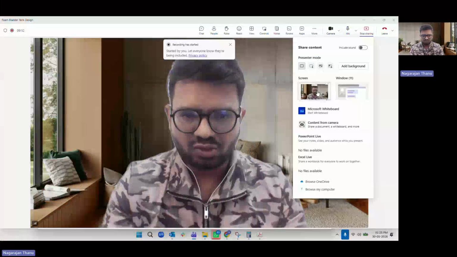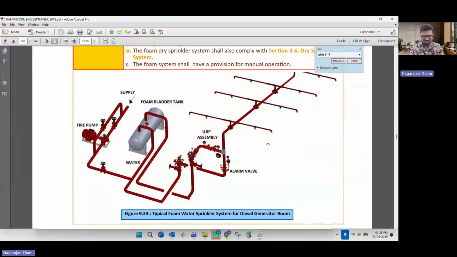In today's video, we are going to see how to design the bladder tank for the generator room. You can see here a typical foam water sprinkler system for a diesel generator room. Here we have the foam bladder tank, which is one of the very important things in the foam sprinkler system. So we will discuss how to design this criteria.